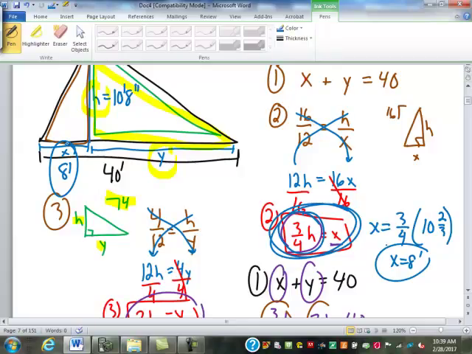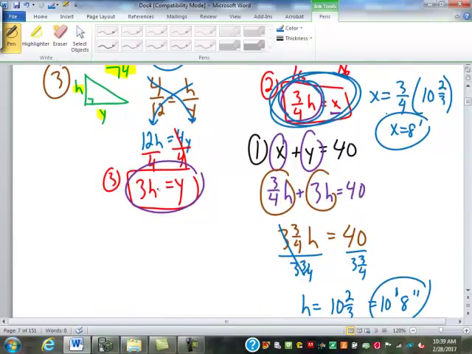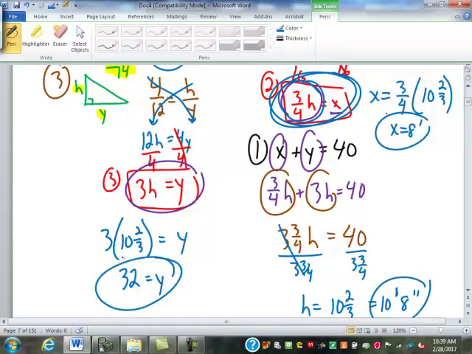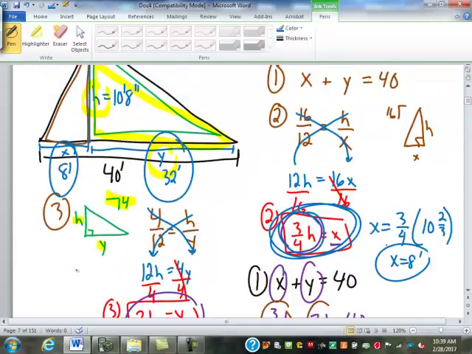What do you think we're going to do for y? Now we could just do 40 minus 8 gives us y is 32. We know y is going to be 32, but I'm going to double check it. 3 times h equals y. So 3 times 10 2/3 equals y. What is 3 times 10 2/3? 32. So it does check. So y is 32, which is what it had to be.